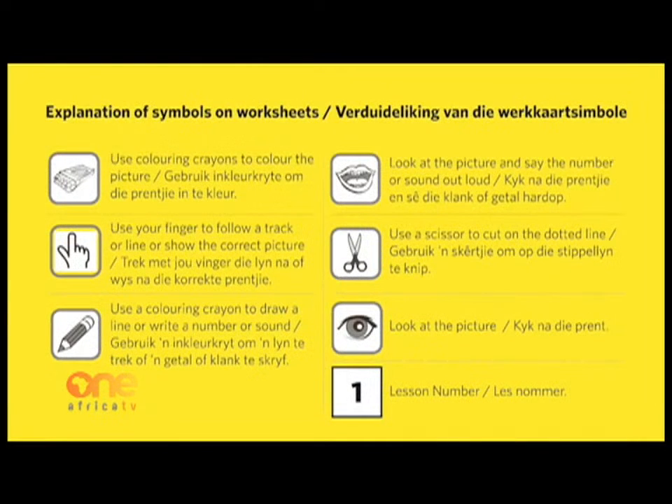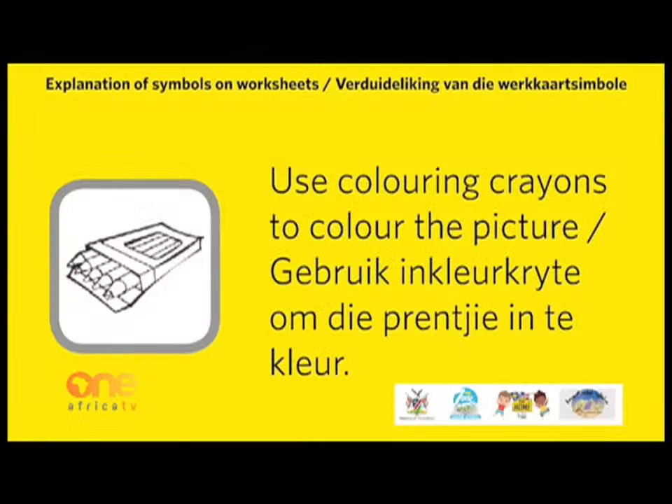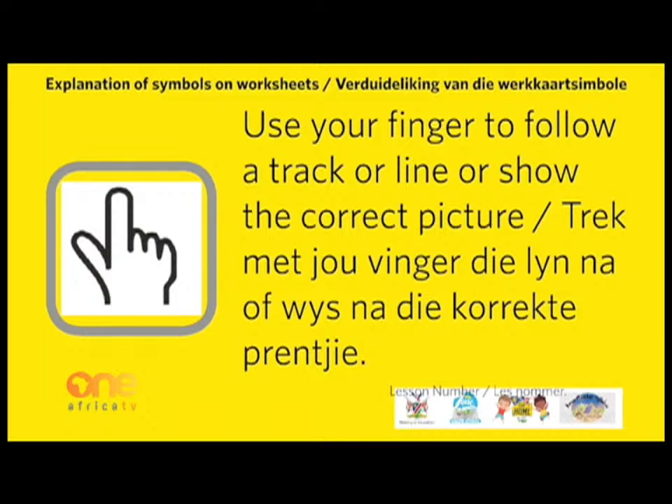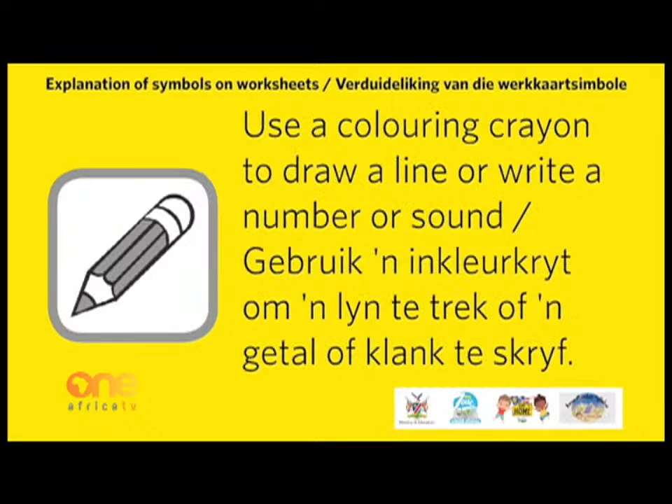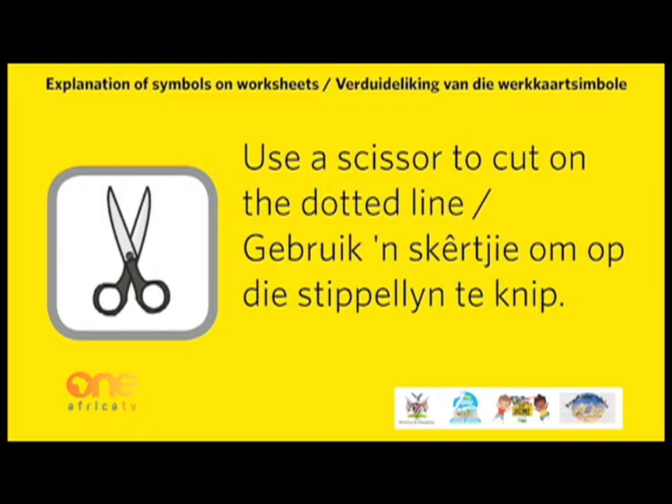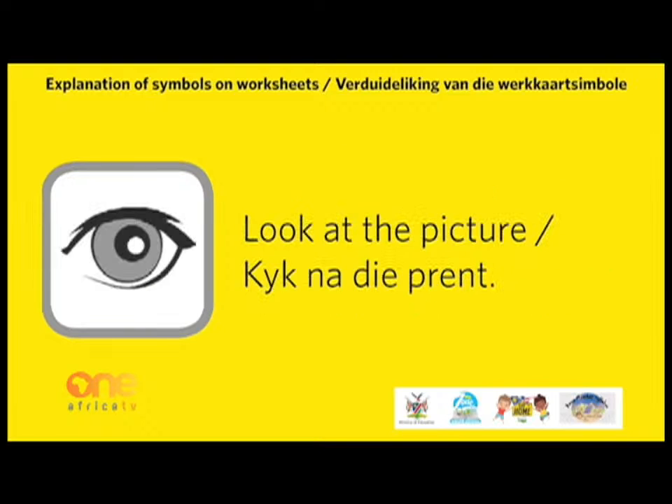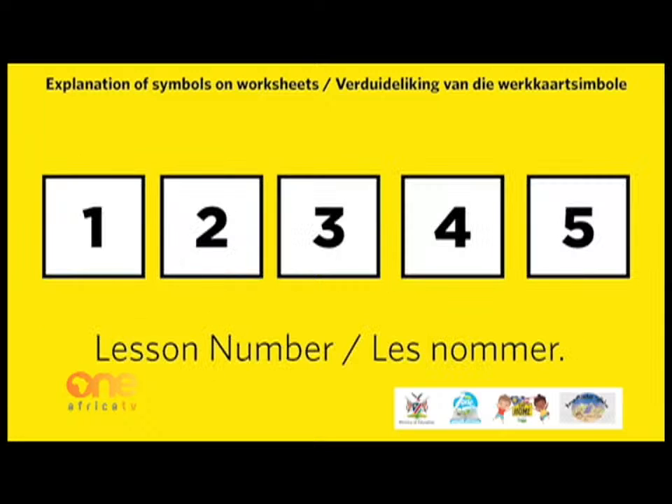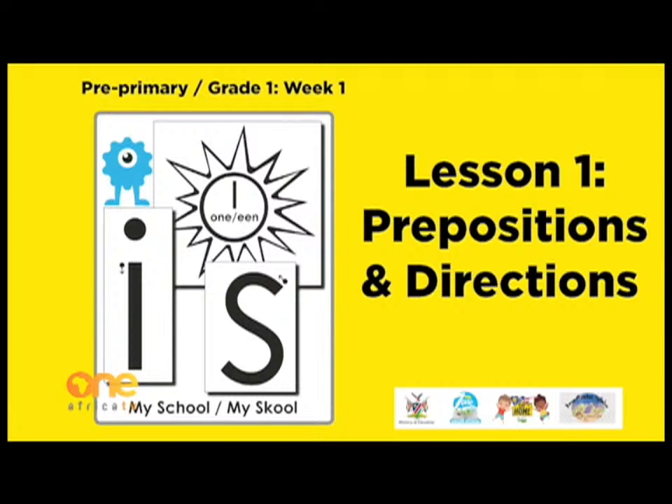Explanation of symbols on worksheets are as follows. Use coloring crayons to color the picture. Use your finger to follow the track or line or show the correct picture. Use a coloring crayon to draw a line or write a number or sound. Look at the picture and say the number or sound out loud. Use scissors to cut on the dotted line. Look at the picture. Use these symbols for the lesson of the day, which will be allocated at the top right side of each page. For example, Lesson 1, Prepositions and Directions.